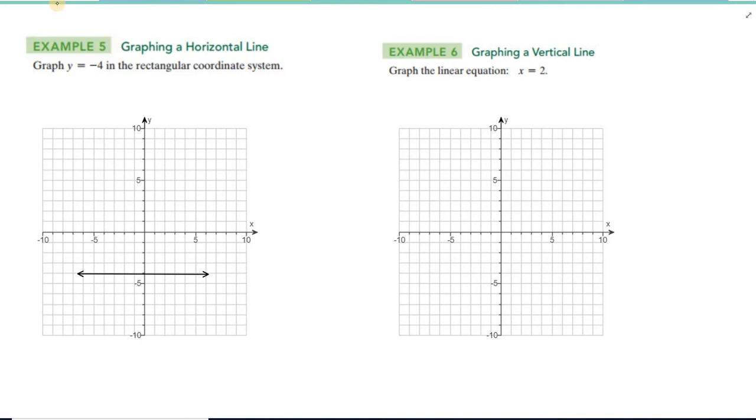Example 6, and then for the vertical line, anytime we have x equal to a constant number, you're going to have a vertical line. So let's go ahead and move on to the next type of question.